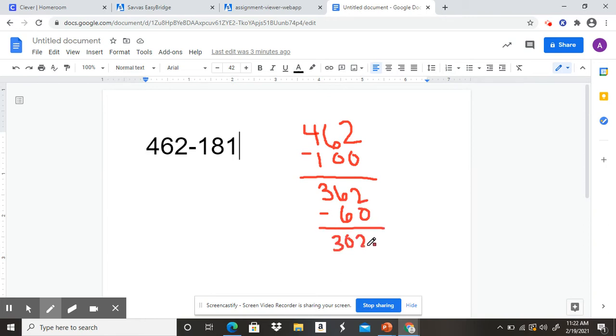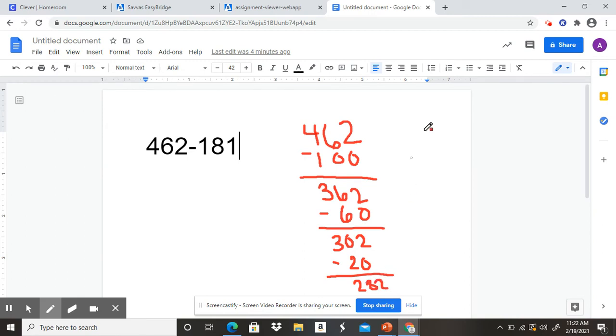So I'm going to split 80 into 60 and 20. If I take away 60 there, it's going to leave me with 302. But I also need to subtract 20 more, because 60 plus 20 is 80, and I have to subtract 80. So if I take 20 more away from 302, what is my answer going to be? Well, I'm going to go backwards to 292 and then 282. So I would be at 282.